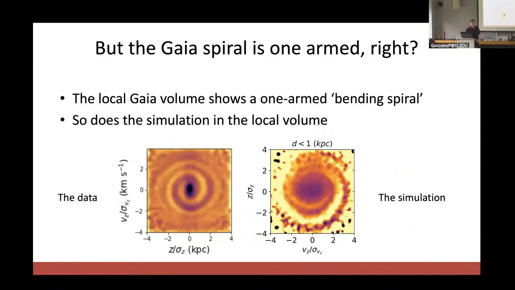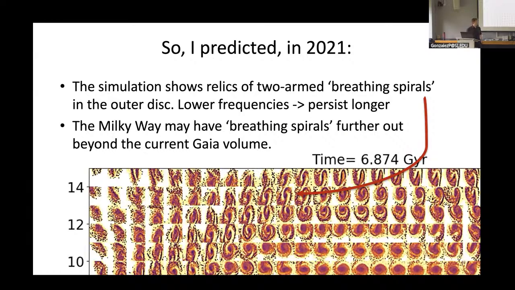Why am I talking about this? Well, the simulation shows a one-armed spiral on the local volume, as does Gaia. So I predicted back in 2021, this is an evolving version of this talk, that we would be able to later on see these two-armed spirals in the outer disk as relics of earlier. Because even though it is messy, if you look further out and around 15 kiloparsecs, you still see these relics of the two-armed from that first interaction. And the reason that I argue this is interesting is it would give you a window on the first passage, potentially, of a Sagittarius-like galaxy.